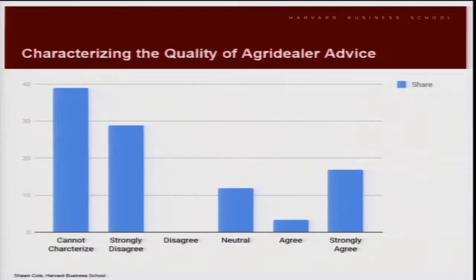So in about 40% of the cases, there wasn't enough information. The agronomists would say, well, that might be the right advice, that might be the wrong advice, I don't know enough about the plot or the person's circumstances to be able to say that's good advice or bad advice. But in the 60% of the time where they could make a determination, they were much more likely to strongly disagree with the advice than to strongly agree.